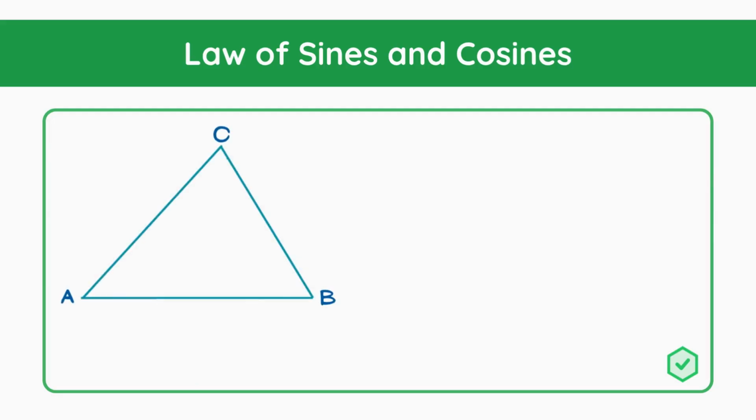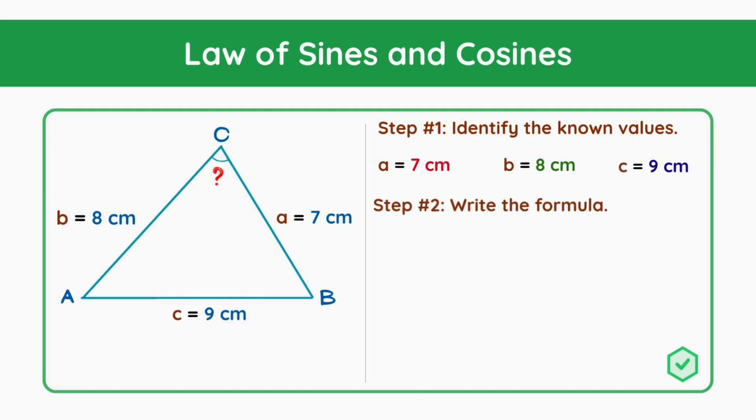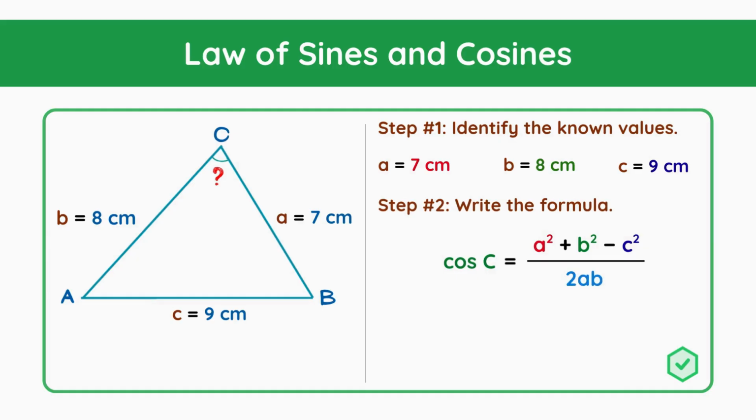In triangle ABC, side A equals 7 cm, side B equals 8 cm, and side C equals 9 cm. Find angle C. Step 1. Identify known values. A equals 7 cm, B equals 8 cm, and C equals 9 centimeters. Step 2. Write the formula. Cosine C equals A squared plus B squared minus C squared all over 2AB.